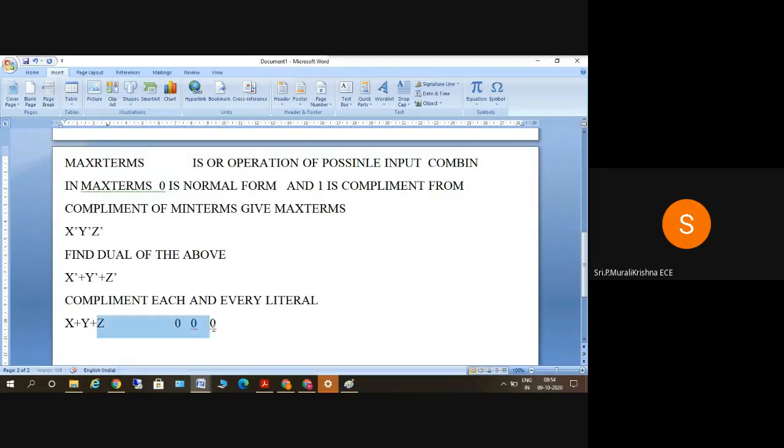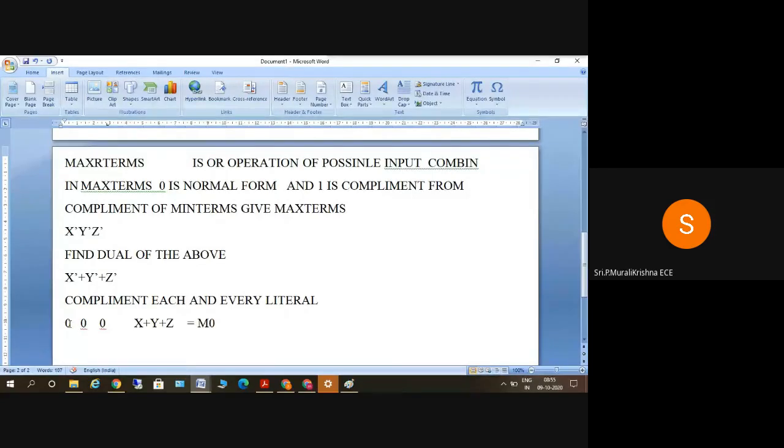So if I say that inputs are 0 0 0, I have to perform OR operation of the possible input combinations. So I have to perform this, and you can check here. So 0 is normal, in case of minterms it is a bar complement form, and in case of max term it is the normal form. So max term I'll represent as capital M0. Okay, so M0 is the OR operation of the possible input combinations. So what are the input combinations here? 0 0 0 are the input combinations.